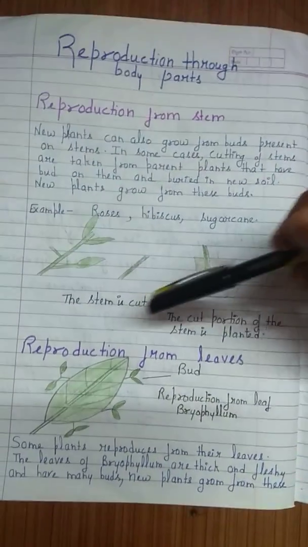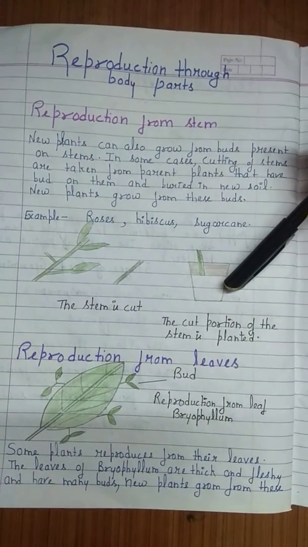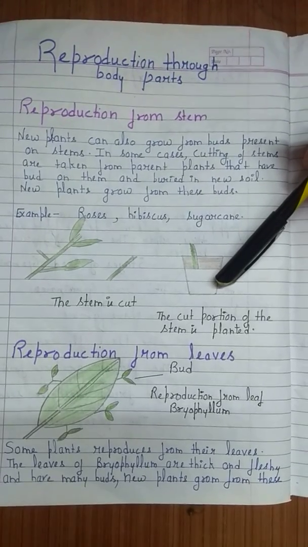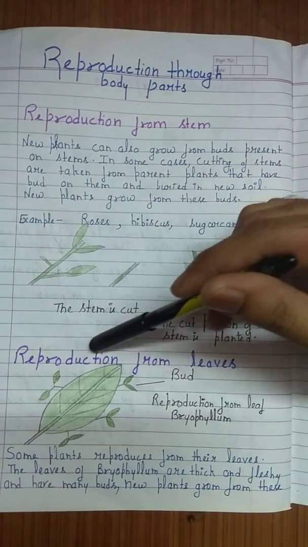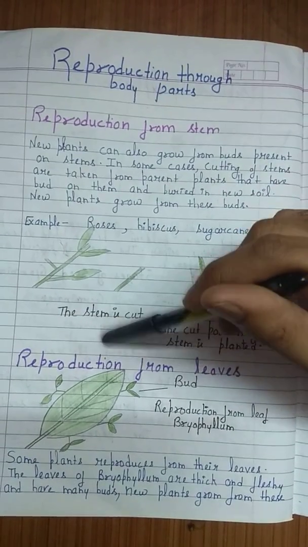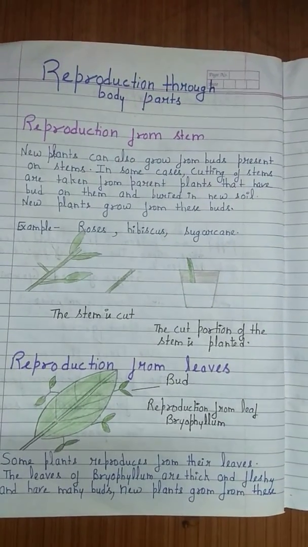Okay? Now reproduction from leaves. Some plants reproduce from the leaves. The leaves of Bryophyllum are thick and fleshy and have many buds. New plants grow from these. As you can see there beta, from a leaf, new plants are growing. From a bud, a new plant is growing. Okay beta? Now let's move forward to reproduction from roots.